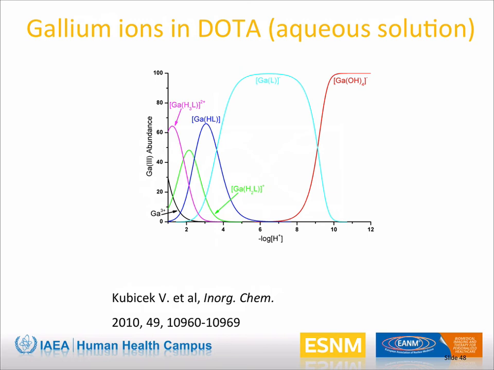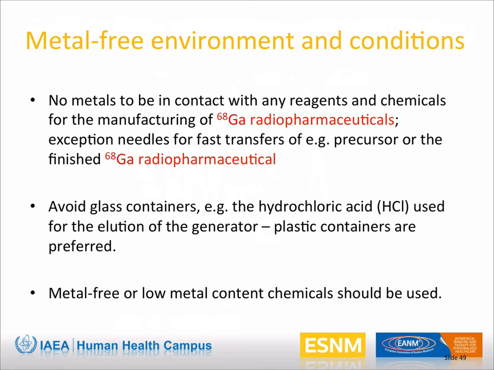Once you have labeled your DOTA or NOTA with gallium, it's much more stable, and you can see that it's very stable over a range of pH, pretty much 0 to 9. And the point with this is when you make the radiolabeling at a pH which is very low, you maybe want to adjust the pH to a higher pH to make it the final radiopharmaceutical injectable. So once the gallium is in DOTA, you can adjust the pH to a higher one than the labeling conditions. Metal-free environment and conditions.